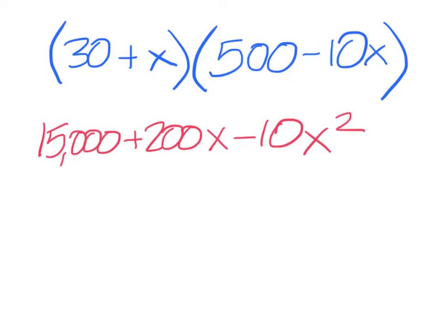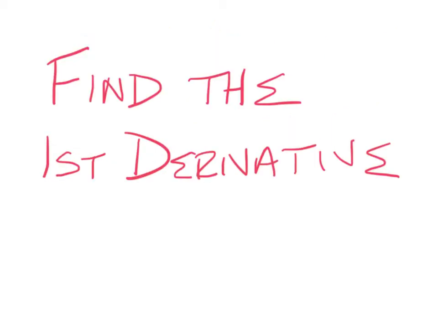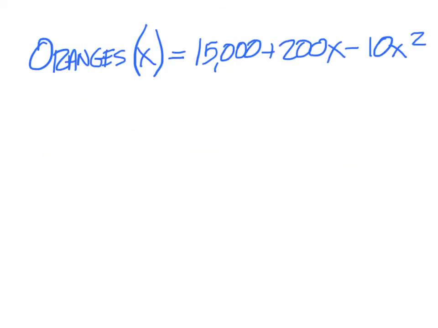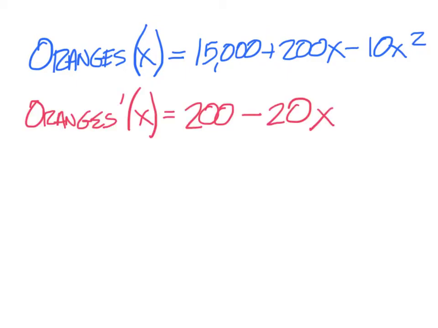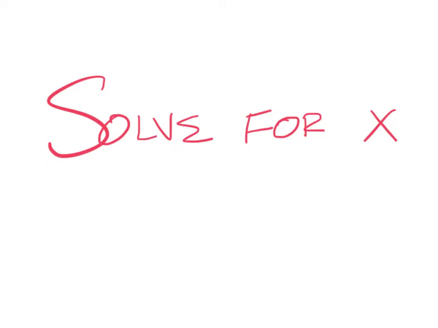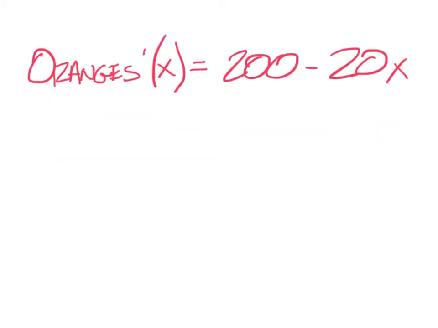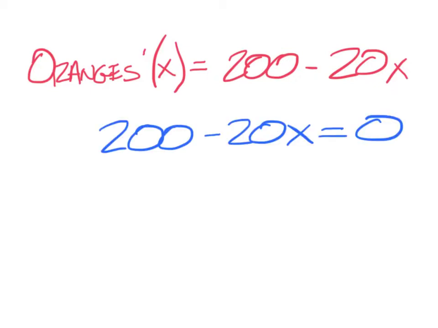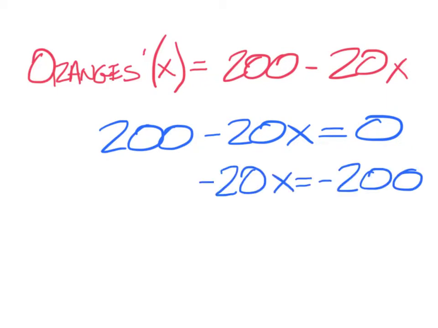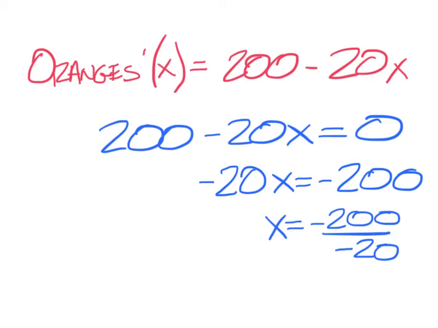So next we're going to have to find the first derivative. So oranges of x is 15,000 plus 200x minus 10x squared. The first derivative is 200 minus 20x. And now you're going to have to solve for x. So the first derivative is 200 minus 20x. Set that equal to 0. Move the 200 over, change the sign, and divide by negative 20. X would equal 10.